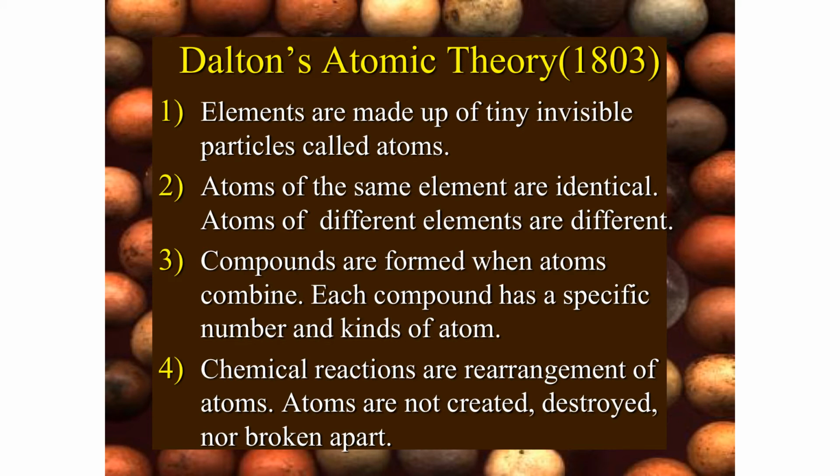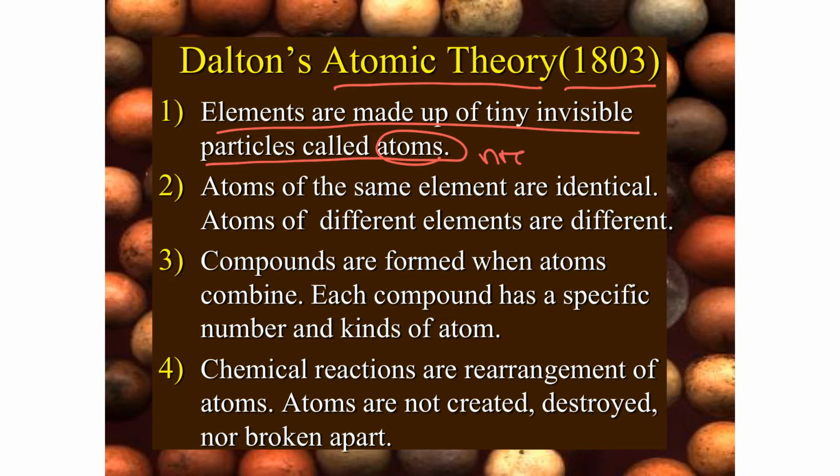Until there was a guy named John Dalton, who was a scientist living in England in 1803. John Dalton began to do some experiments on this idea of what matter is made of. His experiments led him to gather some data, and that data helped him to come up with a theory. And this is his atomic theory. He said elements are made up of tiny indivisible particles called atoms.